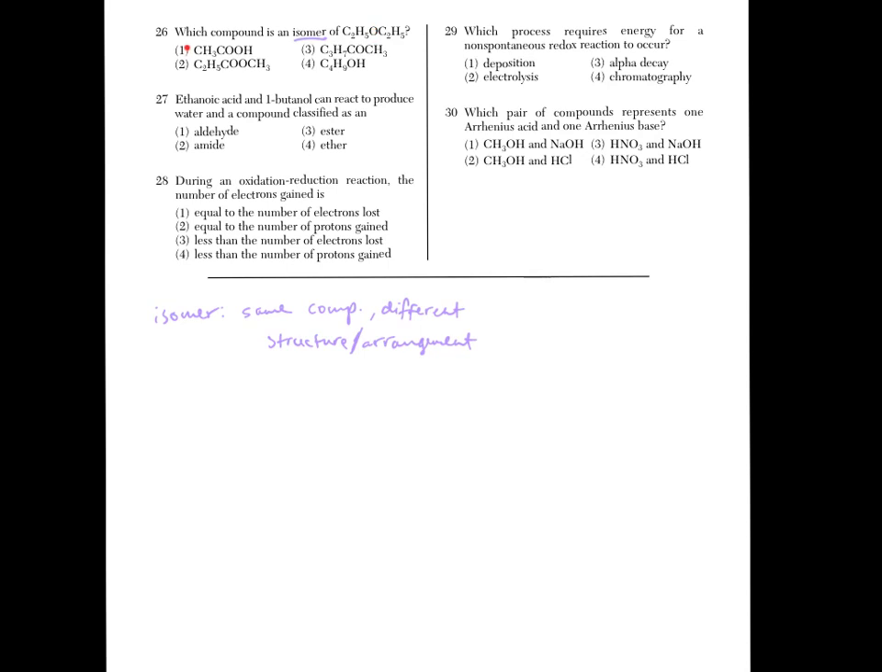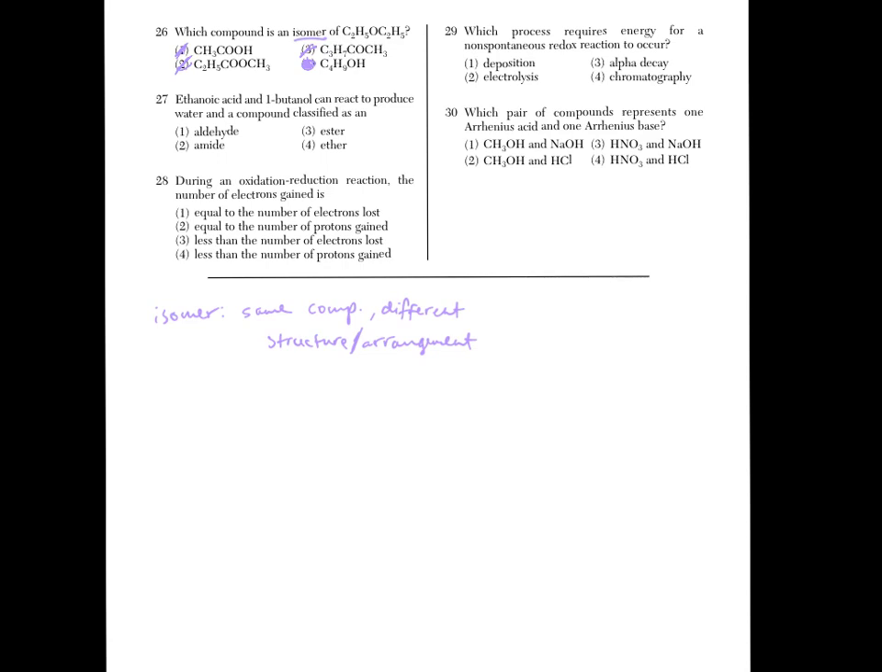So let's see. Choice 1 is not correct. Choice 2 is not correct. Choice 3 is not correct. And it's actually choice 4, because there are also 4 carbons, 10 hydrogens, and 1 oxygen. And that makes it an isomer, just rearranged differently.